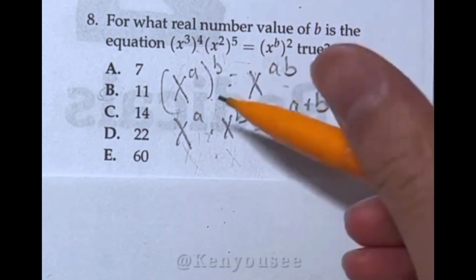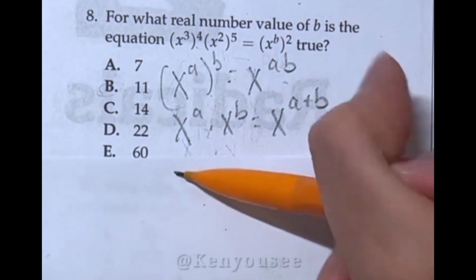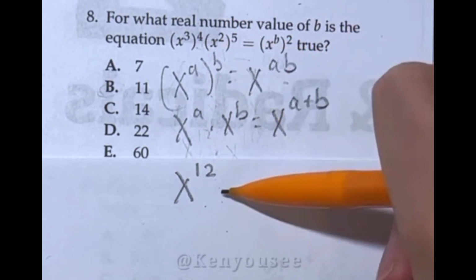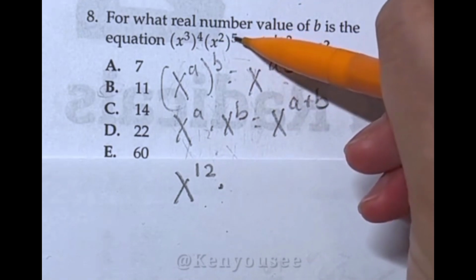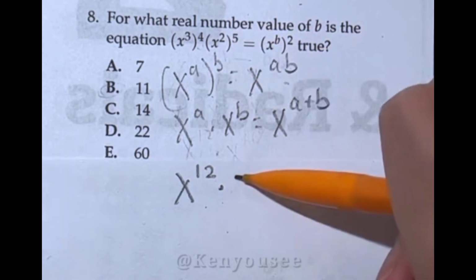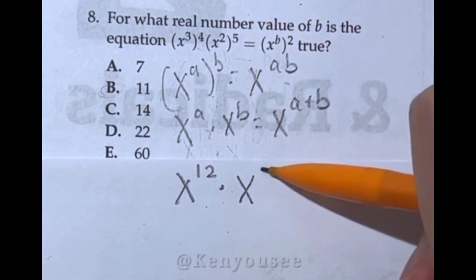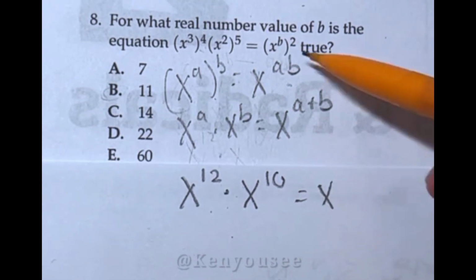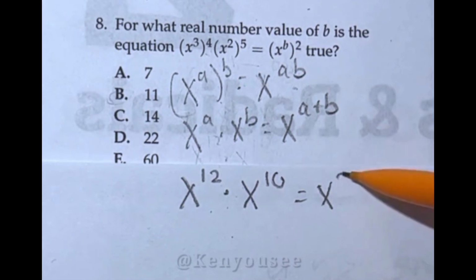So we use this rule over here. We keep the base of x, and then we multiply the exponents. 3 times 4 is 12. And then we multiply that with x squared raised to the 5th power. We again keep the base of x and then multiply 2 and 5 together. That's 10. And then set that equal to x to the, we multiply the exponents, 2 times b is 2b.